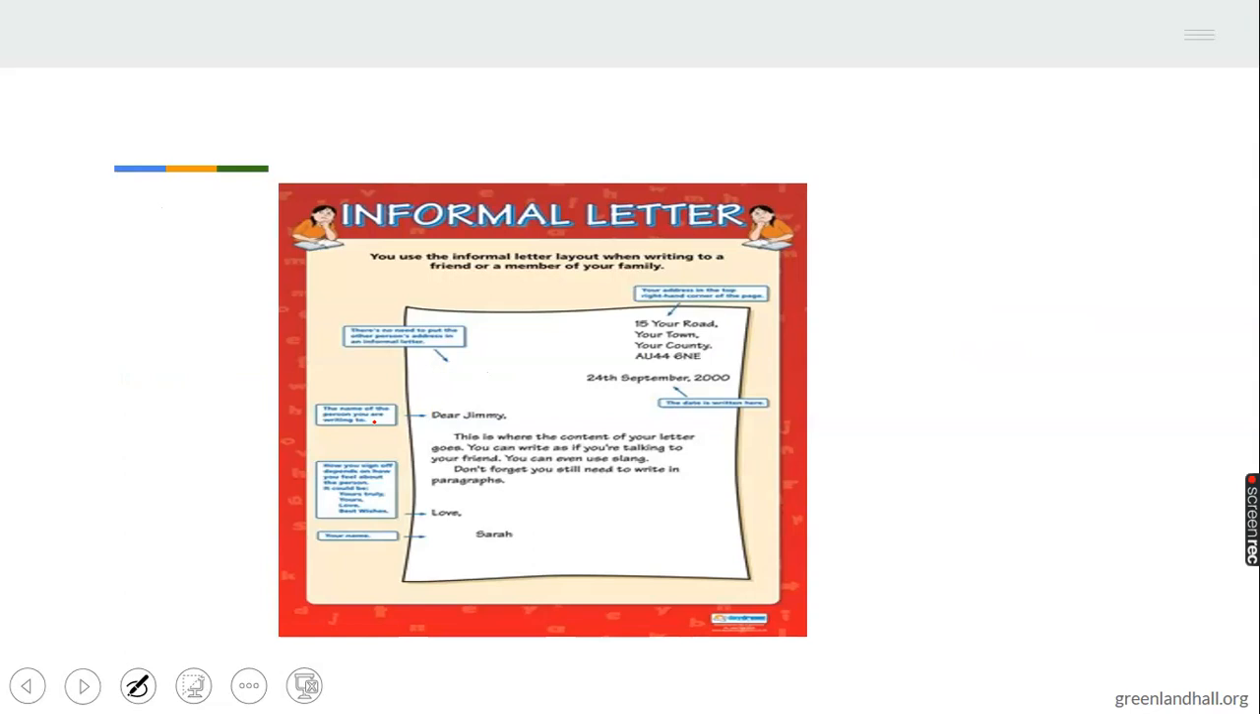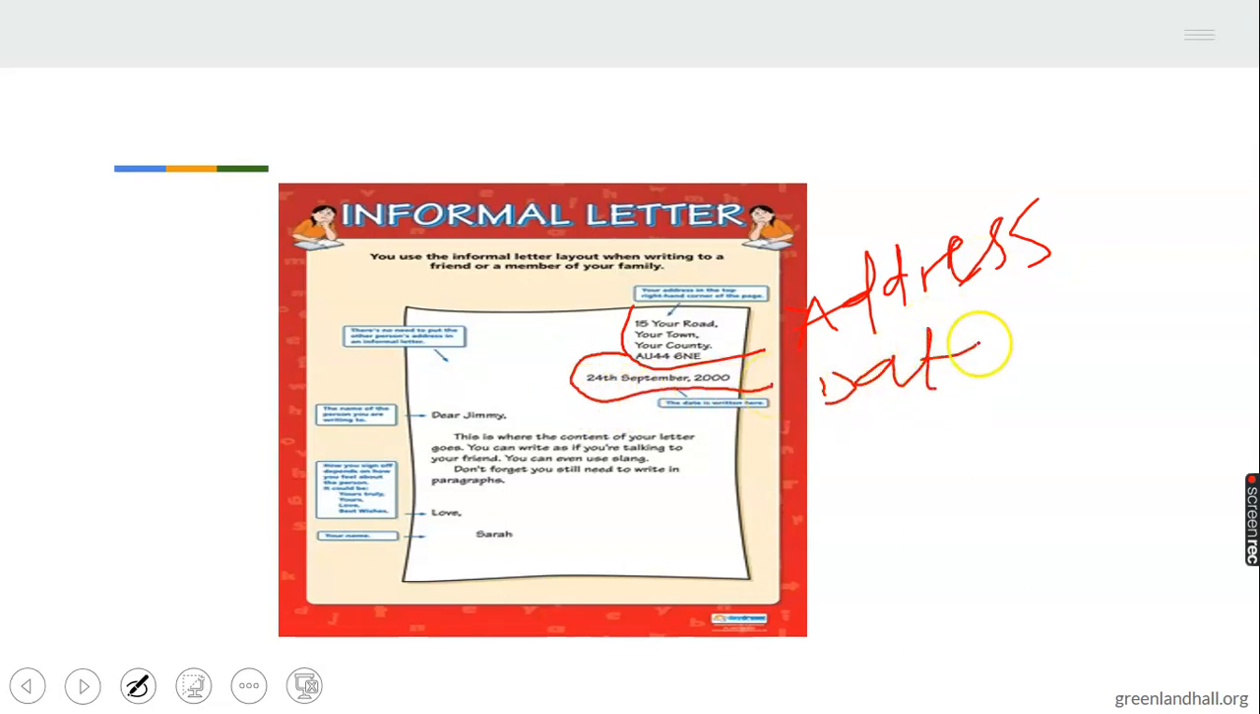Okay, this is a picture of an informal letter. You can see here, there's a part that is your address, that is where you can be located, where you live. Then after this address there's 24th September 2000. This is the date. This is what an informal letter looks like. There is this part of address, there is the date.